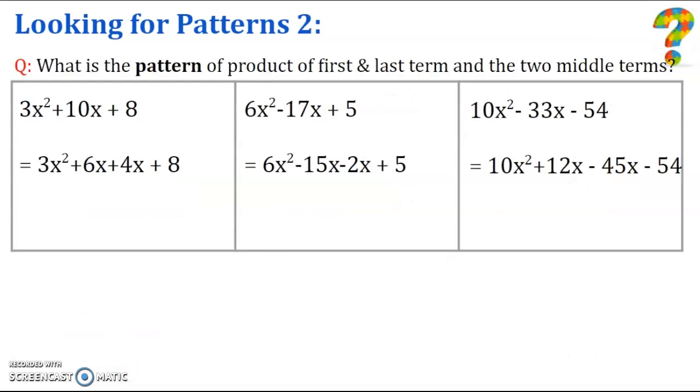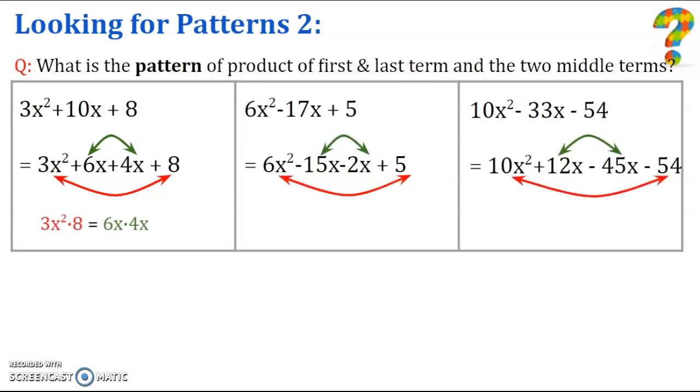Okay, what is the pattern of the product of the first and the last terms and the two middle terms? Once we've done the split for the grouping method, something else I would like you to notice is 3x squared and 8. If I multiply this, I get 24x squared. If I multiply the two middle terms that I split, 6x and 4x, I would get the same number. Because 6 times 4 is 24, and x times x is x squared, so 24x squared.